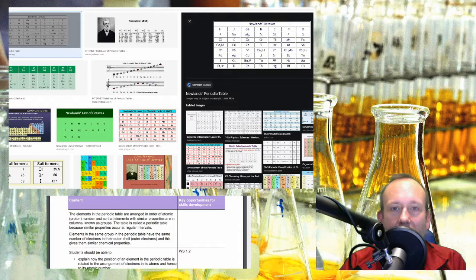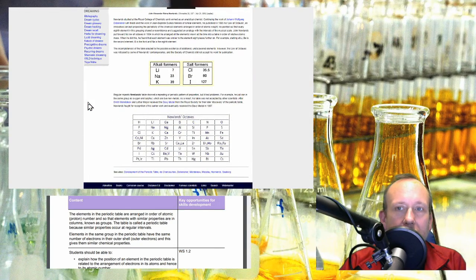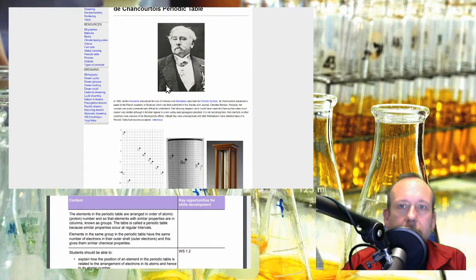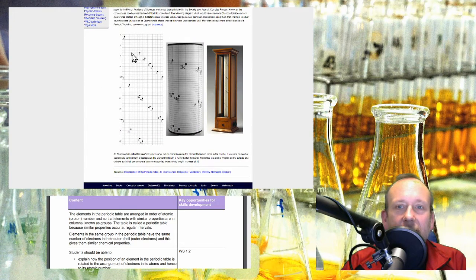And here you can see some representations of Newlands' octaves. Again, going with corrosion doctors, you can see that some of the boxes were doubly occupied, and that, of course, was a problem. And still on corrosiondoctors.org, you can see the telluric screw. As I explained last time, when you wrap the telluric screw around a cylinder, you can see that the elements that might belong to a group are beneath each other, virtually.